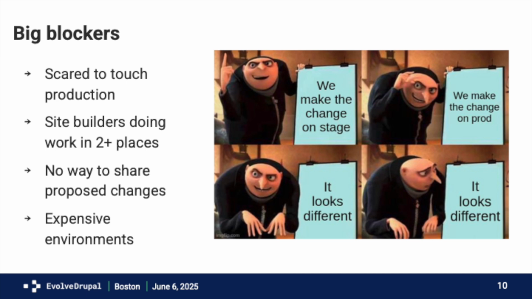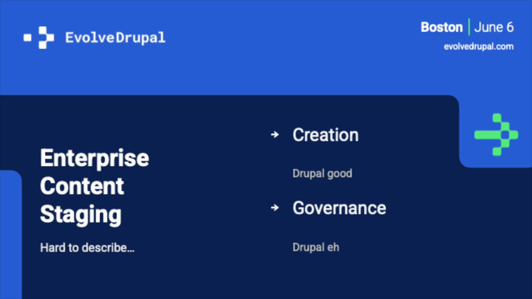And environments are expensive, depending on where you host, especially if you're maintaining it yourself. Servers, databases, files, AWS, all that stuff. It does add up. So what's the solution? I think it's enterprise content staging.